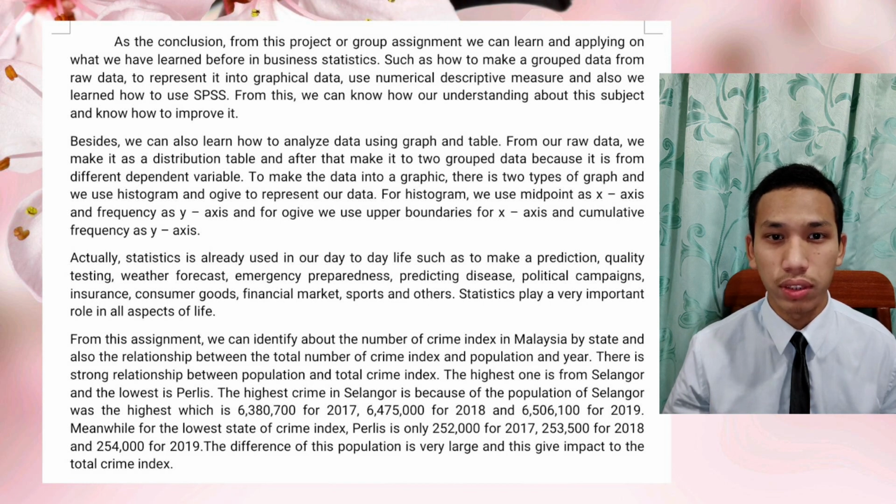6,380,700 for 2017, 6,475,000 for 2018, and 6,506,100 for 2019. Meanwhile, for the lowest state of crime index, Perlis is only 252,000 for 2017, 253,500 for 2018, and 254,000 for 2019. The difference in population is very large, and this has an impact on the total crime index.